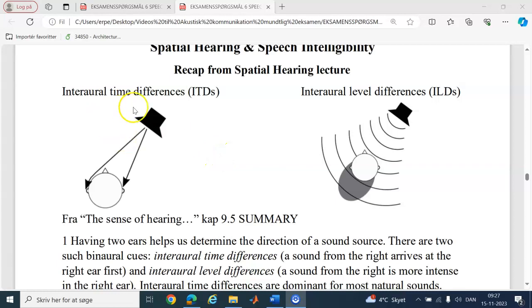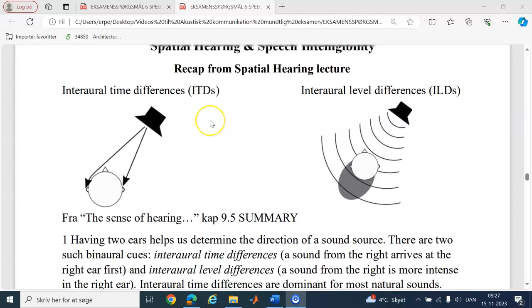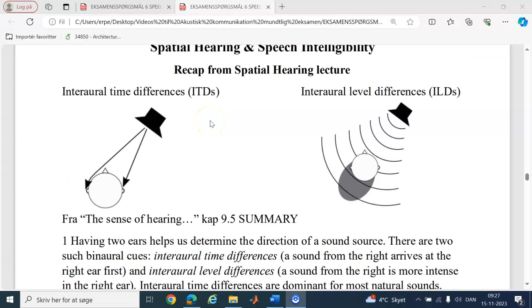We have interaural time differences. They happen because of the pathway difference between the right and left ear. And we have interaural level differences, and these happen because of the head shadowing of the sound waves.